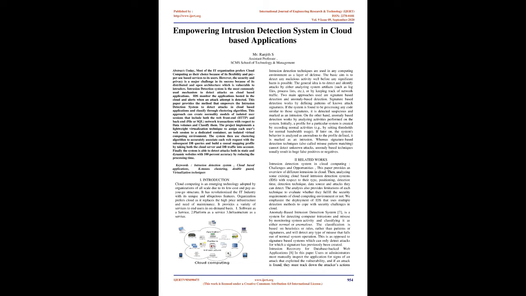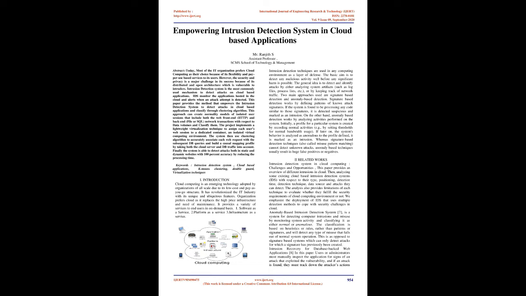Intrusion detection techniques are used in any computing environment as a layer of defense. The basic aim is to detect any malicious activity well before any significant harm is possible. The general idea is to detect and identify attacks by either analyzing system artifacts, such as log files, process lists, etc., or by keeping track of network traffic. Two main approaches used are signature-based detection and anomaly-based detection.